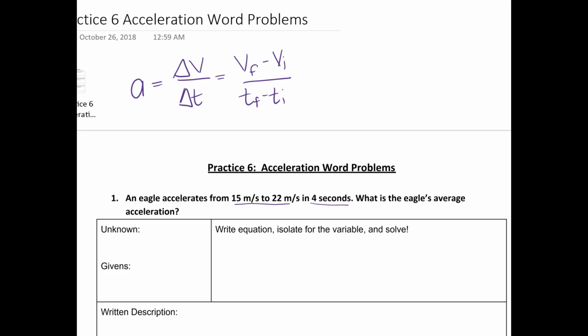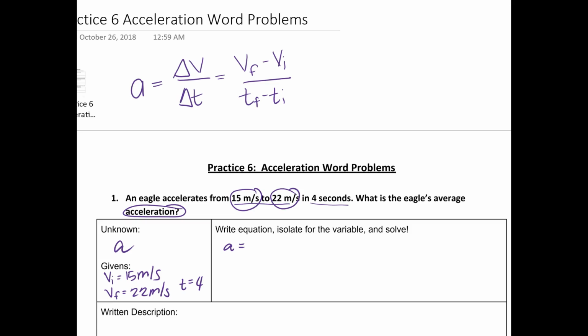Let's see. So they give us our initial and our final. So our initial is 15 meters per second. Our final is 22 meters per second. And our time is 4. So they're asking for the average acceleration, so this is our unknown. We're going to go ahead and write our equation.